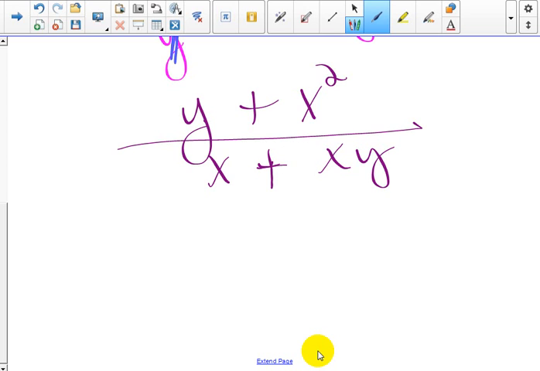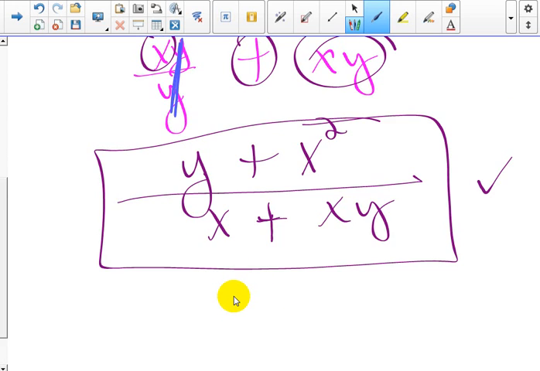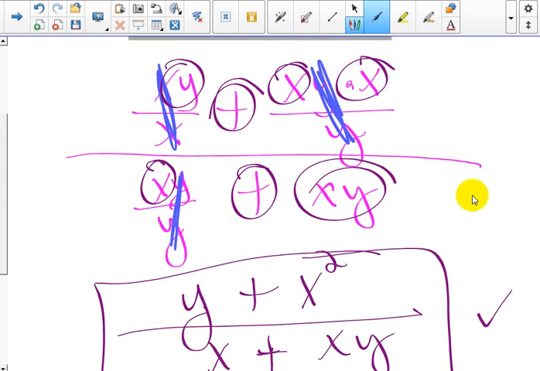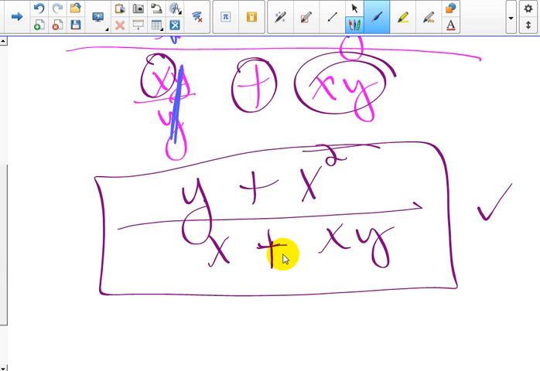Alright, so there's my answer. That's how easy that is. So pick one of each denominator, multiply everything by those, and it clears out all your fractions. It knocks out all of your denominators. Okay.